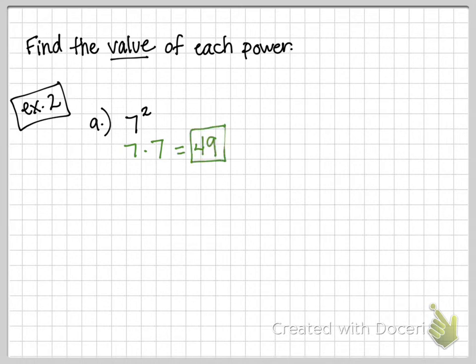If you did 7 times 2, what would happen? 14, is that right? No. So be careful with your exponents. Make sure you remember it's repeated multiplication.